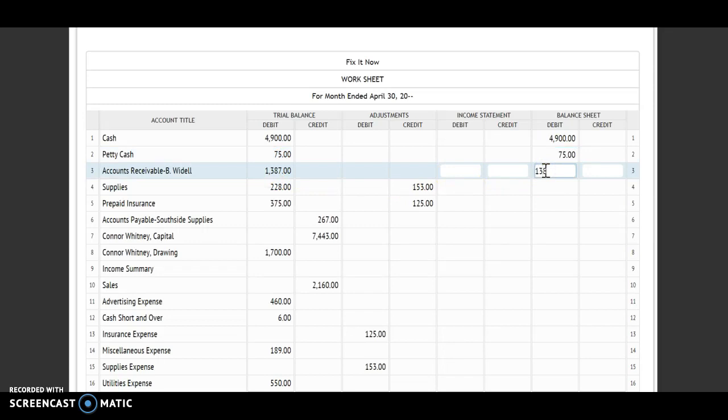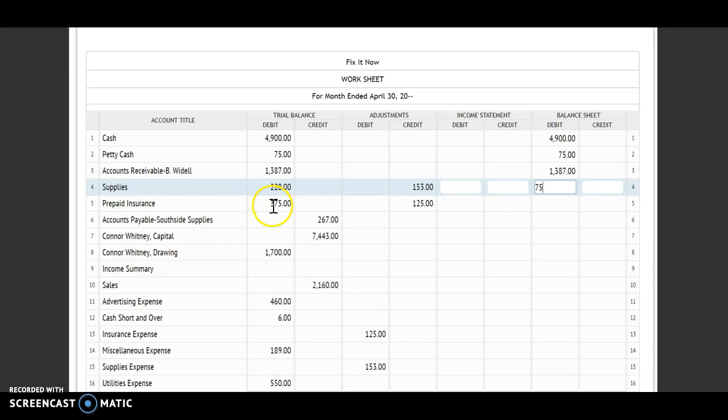debit of $1,387. Here, when I come to my supplies, I have a debit of $228, and then I have a credit. So if I have a debit and a credit, I'm going to subtract. I have a credit of $153. That tells me my new balance is a $75 debit. The reason that it is a debit balance is because my debit number is larger.